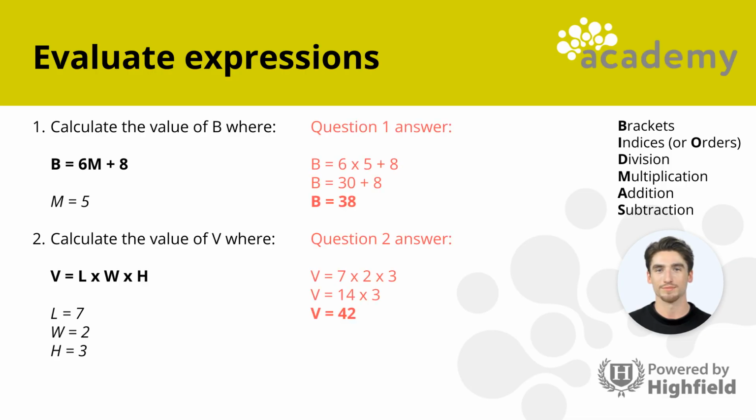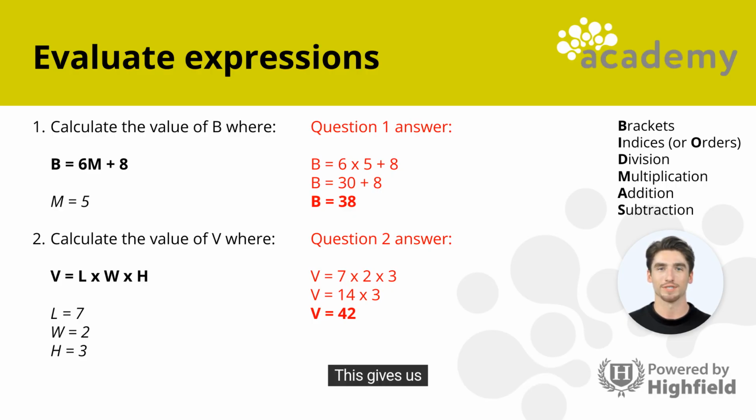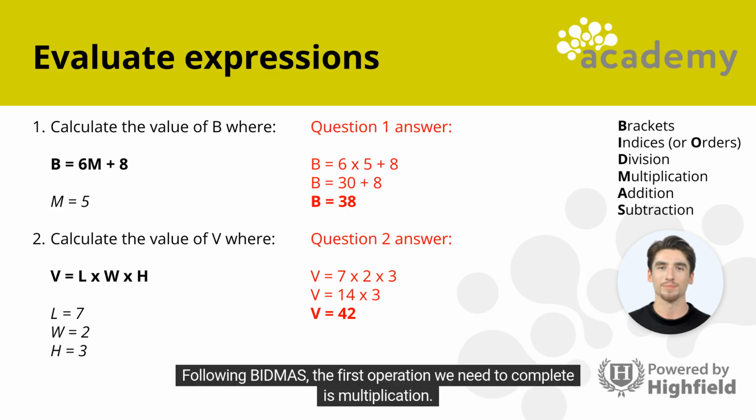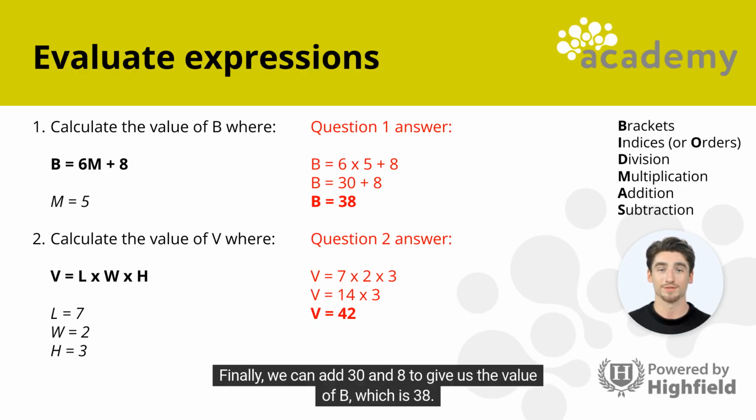Let's check your answers. Did you get them right? For question 1, you need to swap or substitute the letter m with its value, which is 5. This gives us b equals 6 multiplied by 5 plus 8. Following BIDMAS, the first operation we need to complete is multiplication. 6 multiplied by 5 equals 30. The new formula is b equals 30 plus 8. Finally, we can add 30 and 8 to give us the value of b, which is 38.